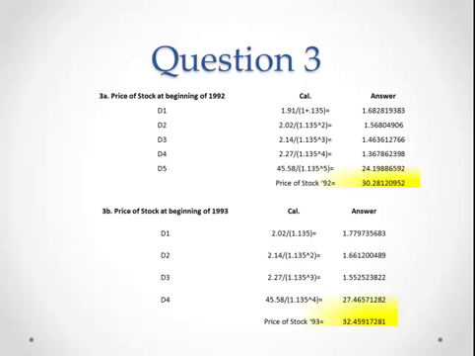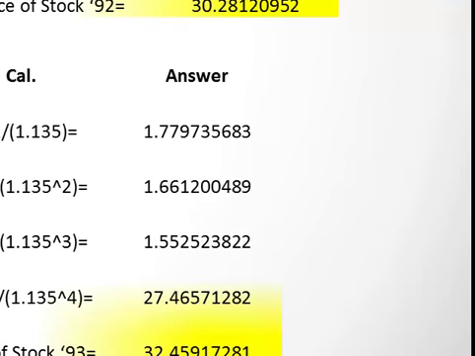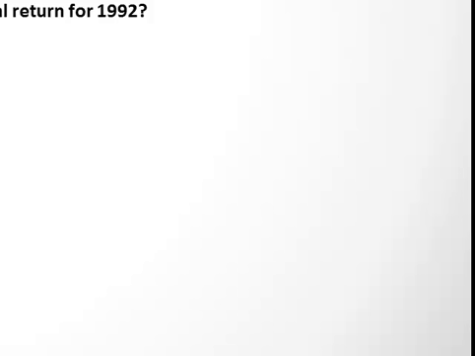Now for the price of the stock in 1992, we're just going to be discounting the cash flows, and you can see how that's done above. The dividend is stated above, divided by the expected rate of return plus 1, raised to the period's number. Same thing for 1993, we're just going to start with 1993 as our first dividend. Question 3C, again, we're just going to be doing discounting like in the previous two questions.